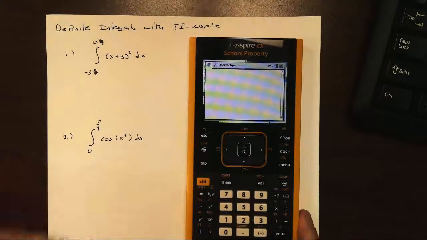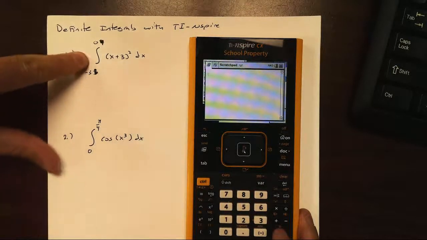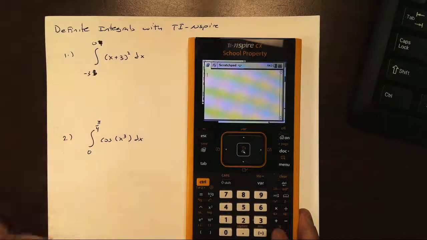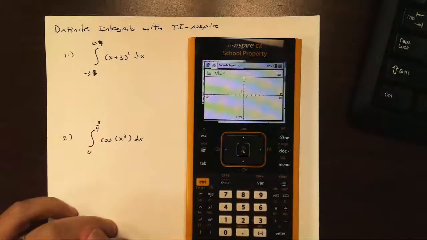Today we're going to take a look at how we can solve a definite integral using the TI-Nspire. Now remember, a definite integral finds the area underneath the curve. So in order to do this, we have two options. Option one, we could sketch the graph.